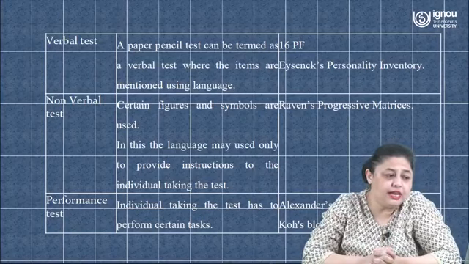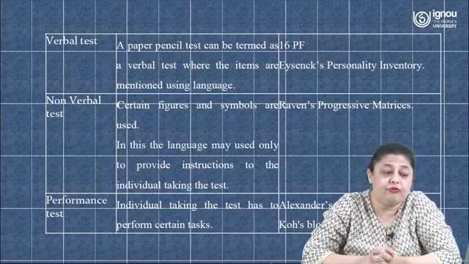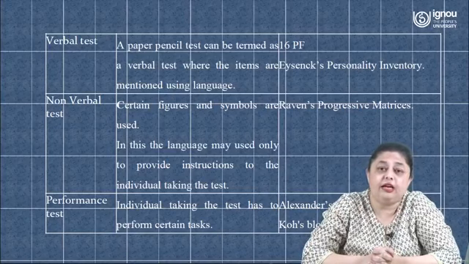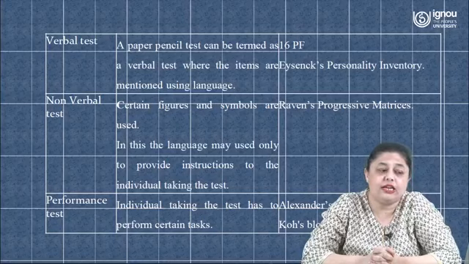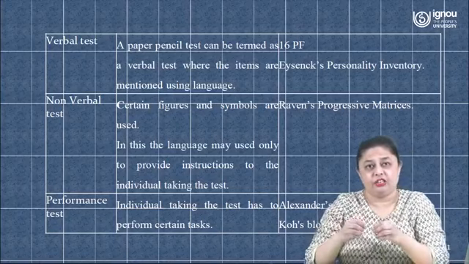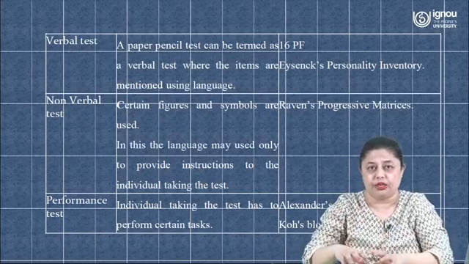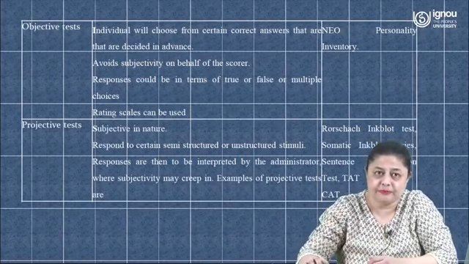There is also the performance test, where the individual has to perform, like for example the Bhatia Battery, and under the Bhatia Battery you also have Alexander's Pass-Along test or Kohs Block Design test, where the participant or test taker actually has to do something. So these are called performance tests.